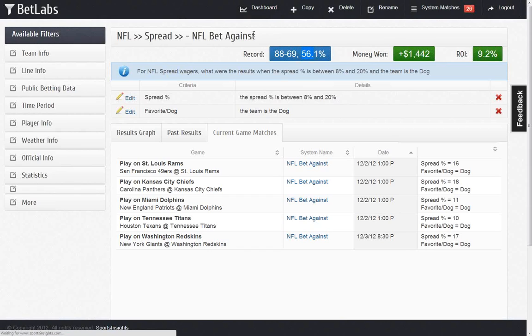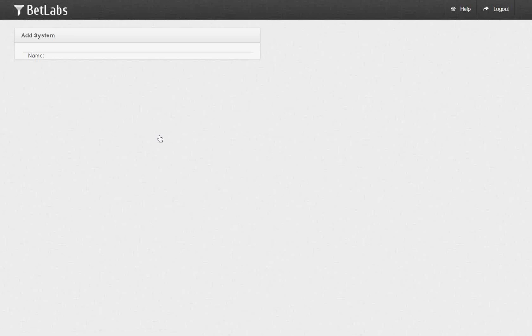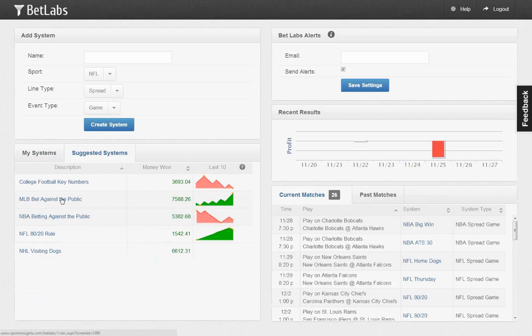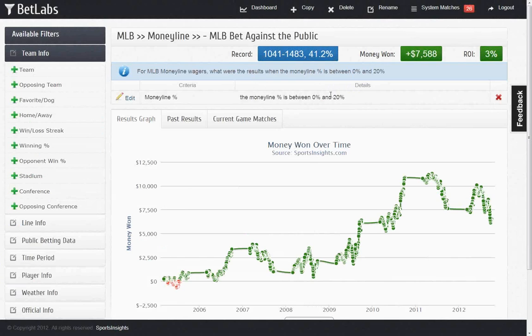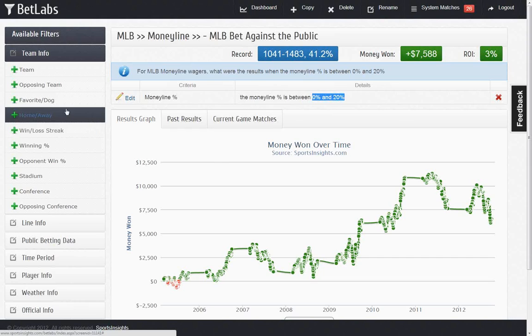Let's look at MLB, which is a totally different ball game. Go in our suggested systems that come with it. This is MLB bet against the public, but you'll see it's massive. It's a very simple system, the 80-20 rule in baseball. You see a little bit lower ROI, but you see a lot of money won, and a lot of opportunities to win money. So sample size for something like this should definitely be in the hundreds of games for baseball. In football, you'd be lucky if you get something in the 100 to 200 range, whereas in baseball you can get into the thousands very easily.